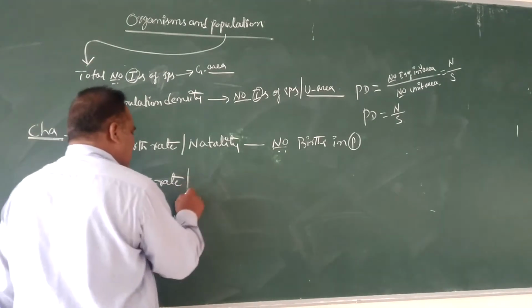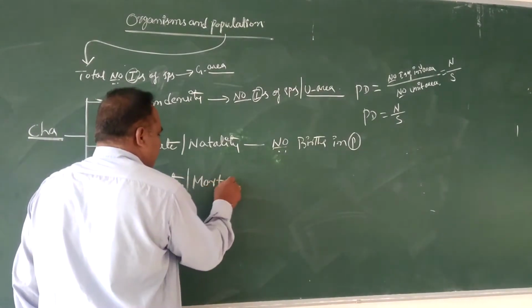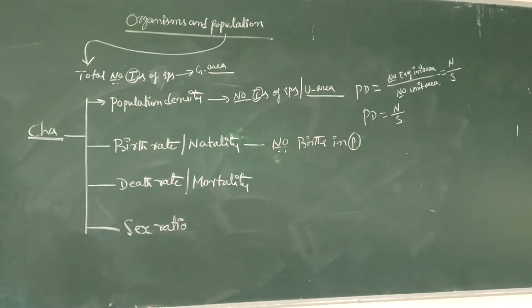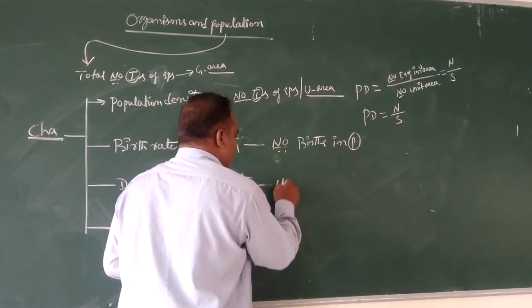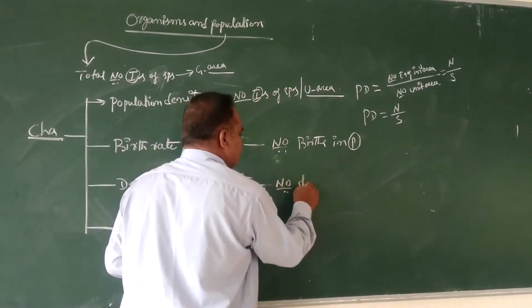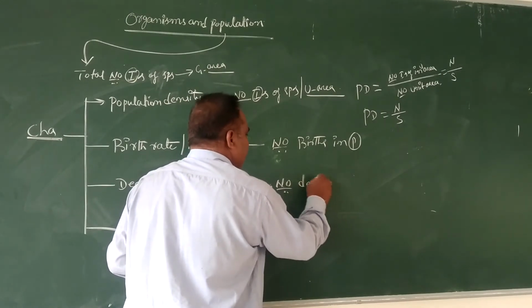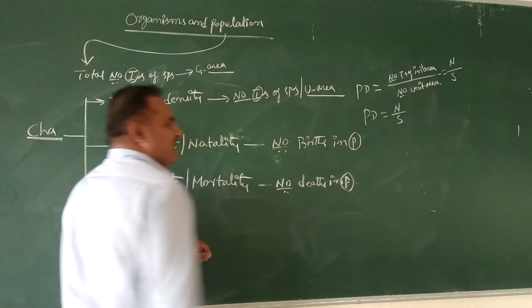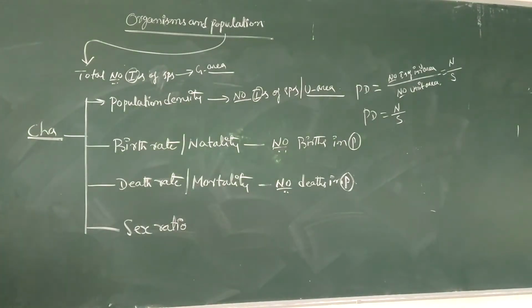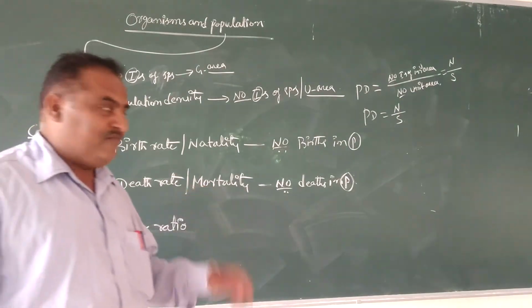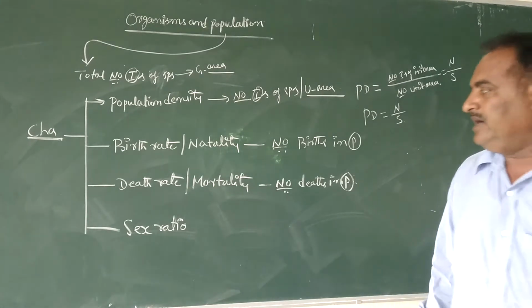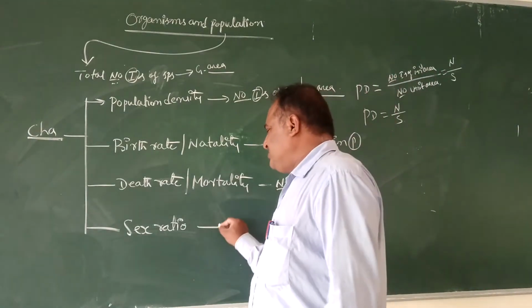Next one, death rate. Here the death rate is also called mortality. Mortality means death. The death rate or mortality means the number of deaths in a population at a given period of time. The number of deaths in a population at a given period of time is called death rate or mortality.